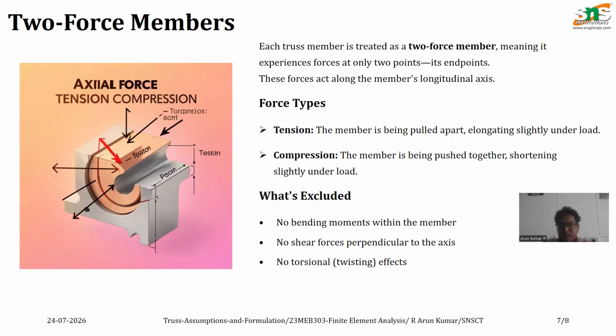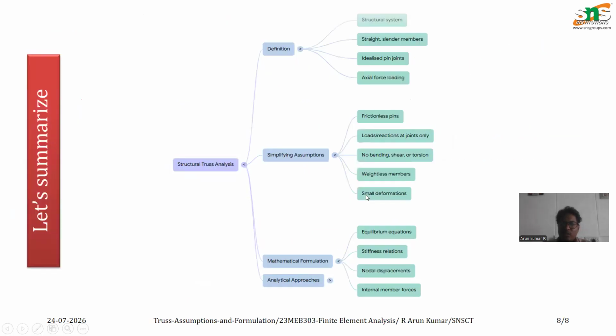So the two force members: each truss member is treated as a two force member. That means the member experiences force only at its two end points, and these forces act along the member's longitudinal axis. So the force types are tension and compression. First of all, tension is when the member is being pulled apart, elongating slightly under the load. What is compression? The member is being pushed together, shortening slightly under the load. So what is excluded? No bending within the members, no shearing force perpendicular to the axis, and no torsional or twisting effect on the members.